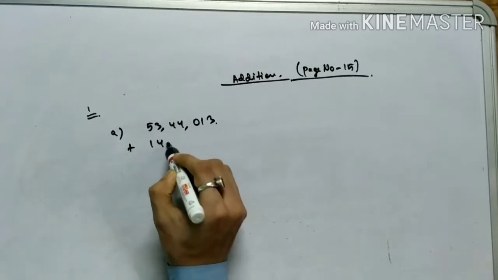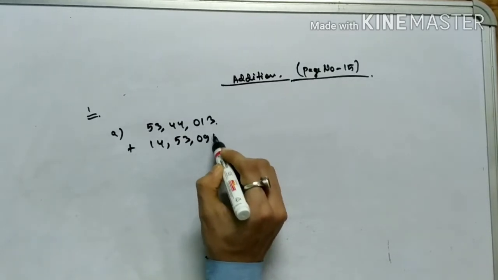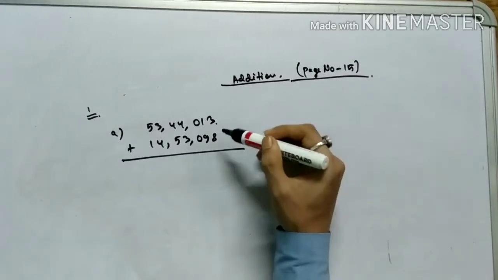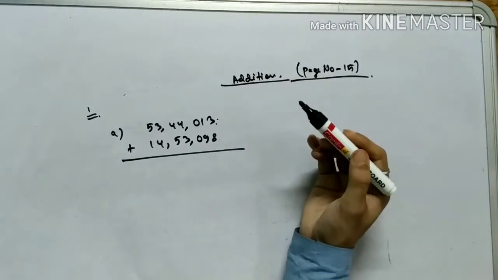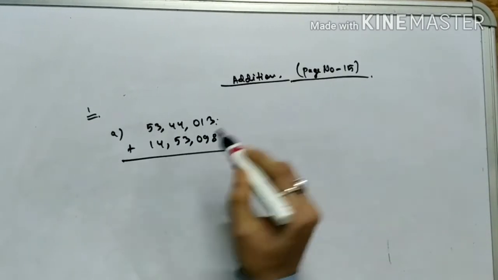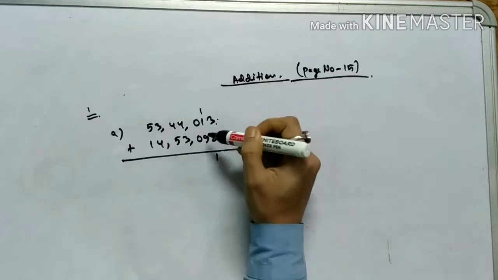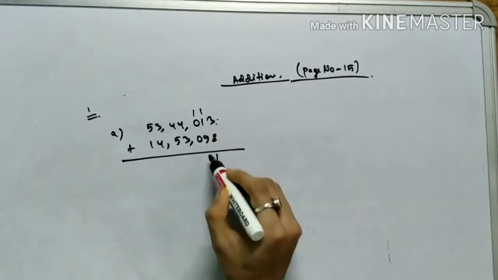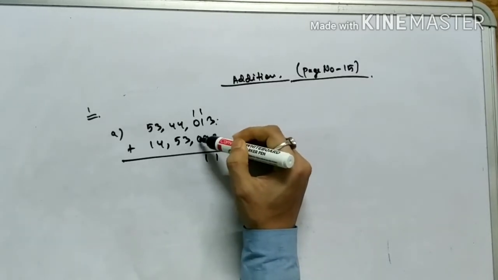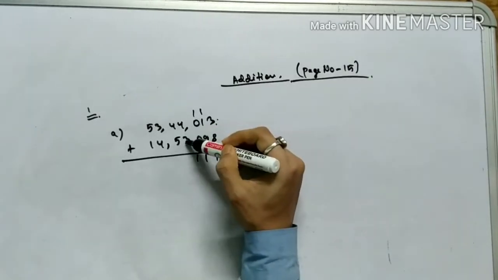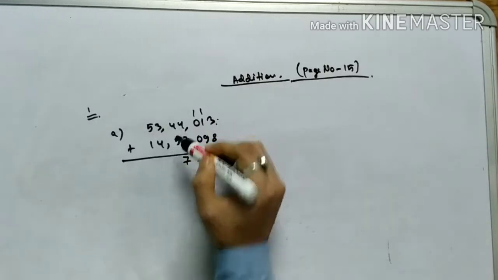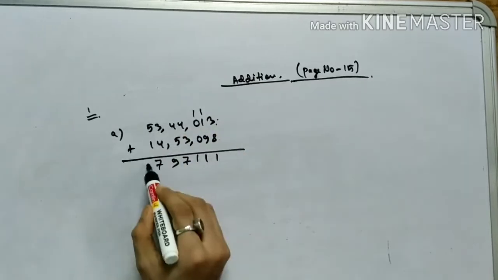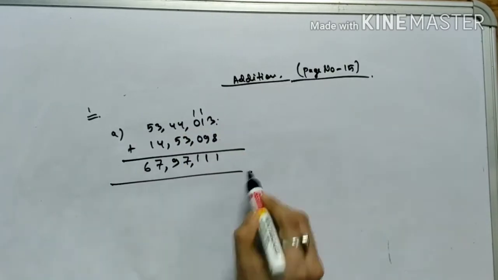53,44,013 plus 14,53,098 plus. So you have already learned how to add. 8 plus 3 it will be 11. 1 1. Next 9 plus 1 10, 10 plus 1 11. Then 0 plus 0 0, 0 plus 1 1, 4 plus 3 7, 4 plus 5 9, 3 plus 4 7, 5 plus 1 6. So this is our answer.